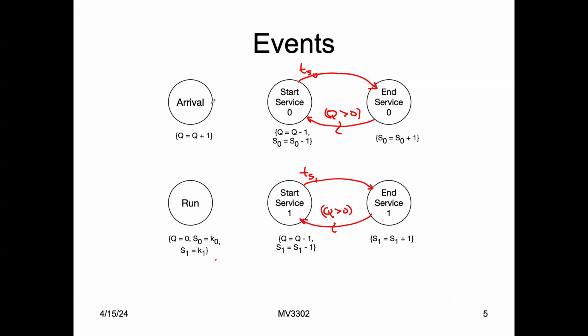What is the arrival event possibly schedule? Well, could it schedule a start service on a type 0 server, assuming the S0 server is available? And we can express that by this expression here.